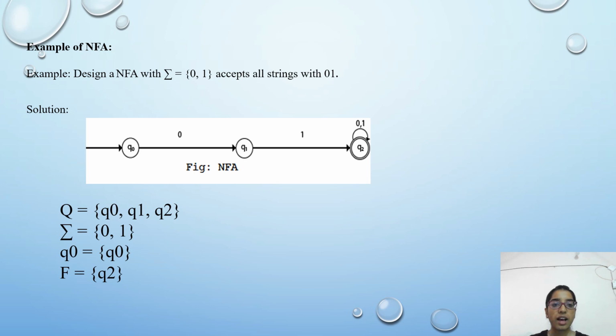Example: design an NFA with sigma equal to {0, 1} that accepts all strings with 0, 1. As you can see in the solution, there are three states Q0, Q1, Q2. From Q0 to Q1 on 0 and from Q1 to Q2 on 1. And for the remaining, once we get to Q2 it stays on Q2. So the finite set of states Q is equal to {Q0, Q1, Q2} and sigma equal to {0, 1}. The start state is Q0 and the final state is Q2.